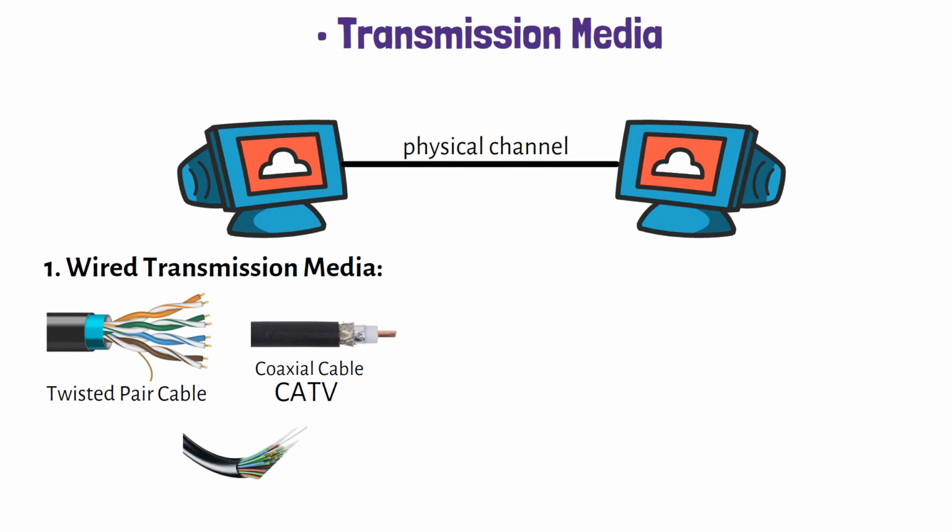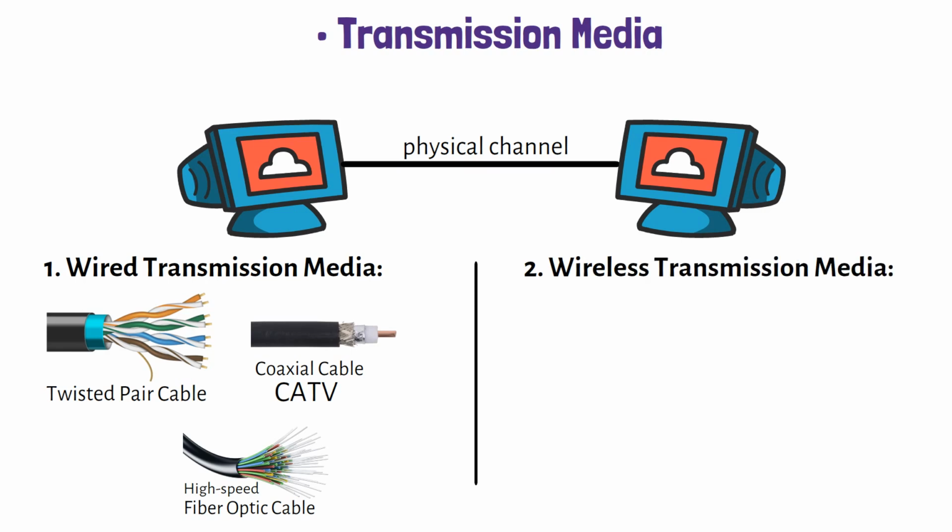Fiber optic cable. Fiber optic cables use light to transmit data. They are made up of glass or plastic fibers that transmit data over long distances at high speeds. They are commonly used in long-distance communication networks and high-speed internet connections.